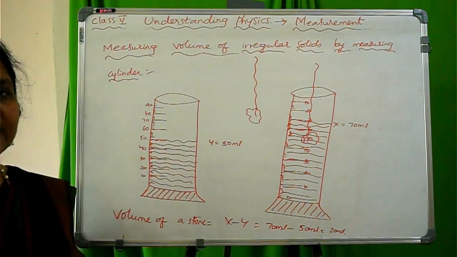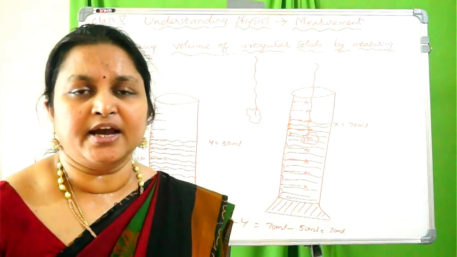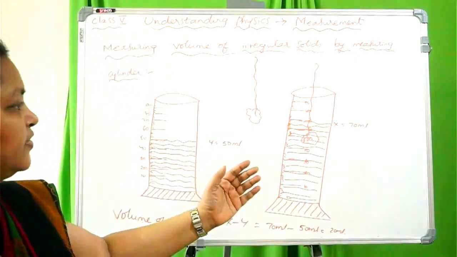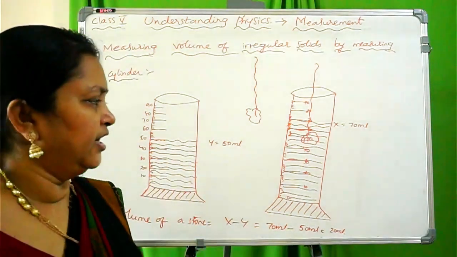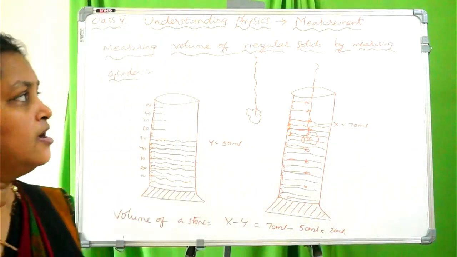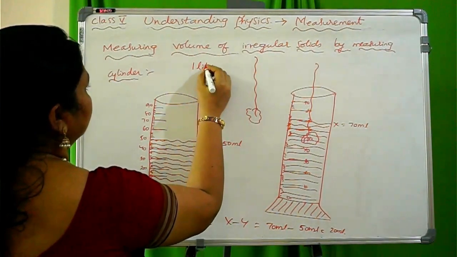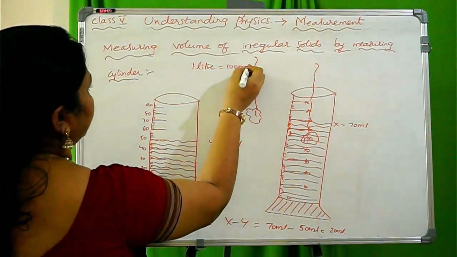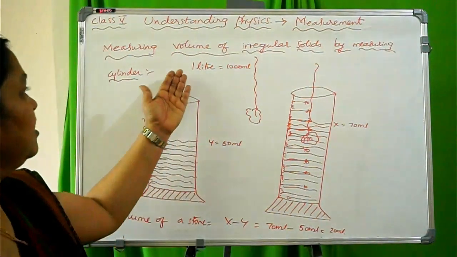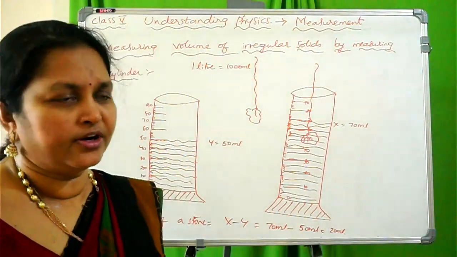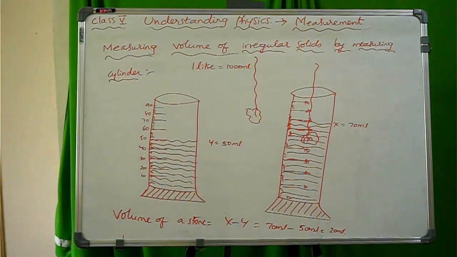Why are we writing milliliters? Whenever we are measuring any liquids, we have to measure the volume either in liters or milliliters. But this is a very small quantity of water that we took, so that's why we are measuring in milliliters. Smaller quantities we measure in milliliters. And one more value you should know: 1 liter is equal to 1000 milliliters. Like that, 1 kg is equal to 1000 grams. In the same manner, 1 liter is equal to 1000 ml. You have to remember this. Now this is about the measurement of liquids and even some irregular solids also.